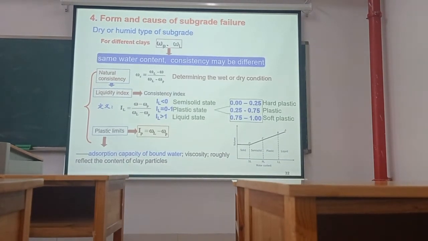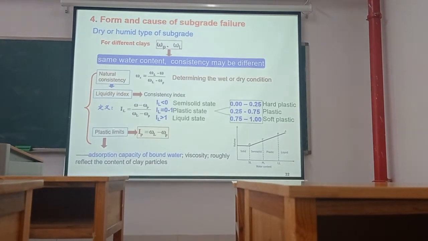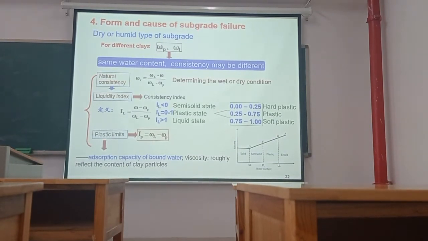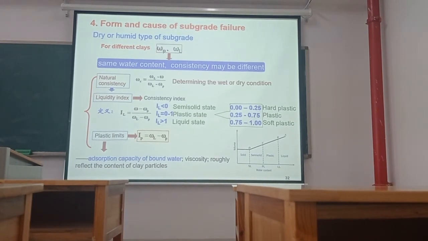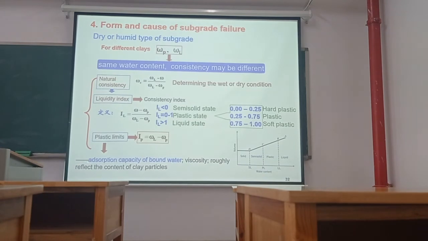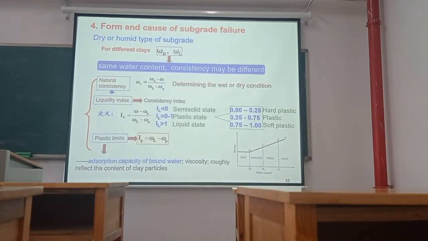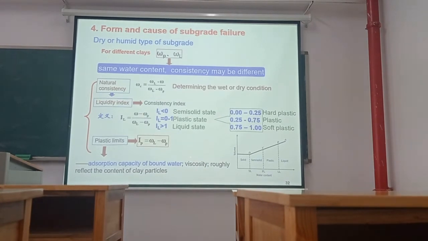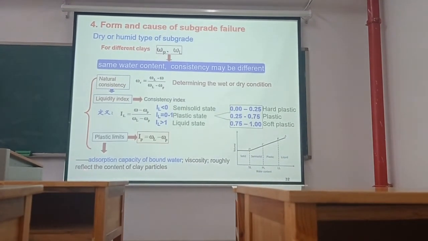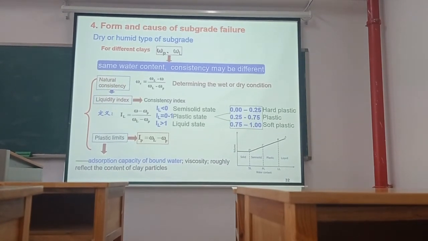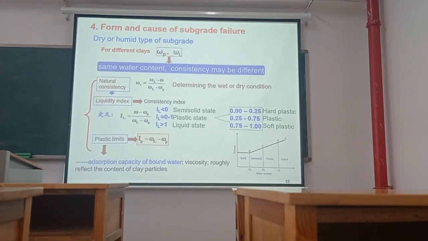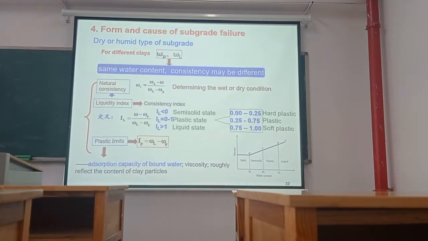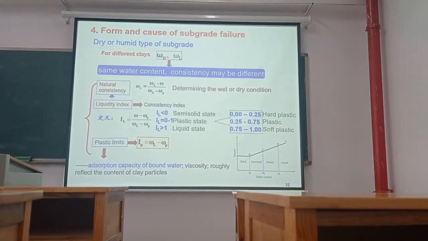Another index is the plasticity index, which is the liquid limit minus the plastic limit. From this index, we can know the absorption capacity of bound water and the viscosity, and it roughly reflects the content of clay particles.